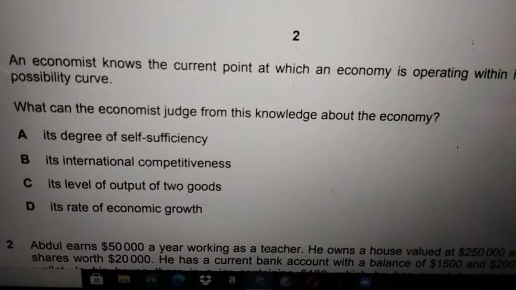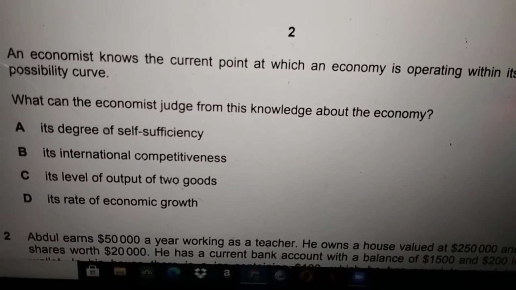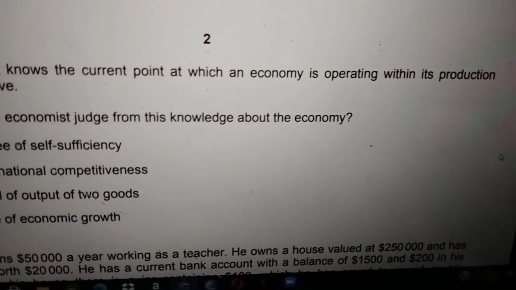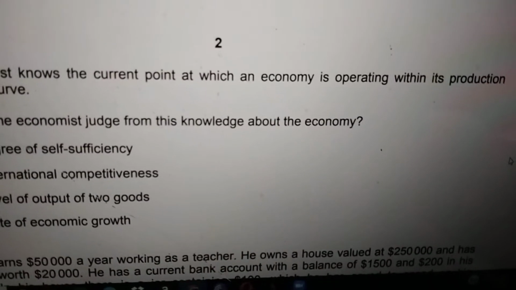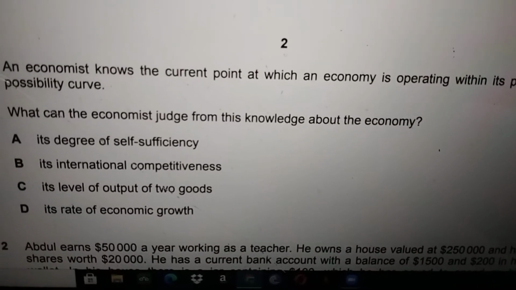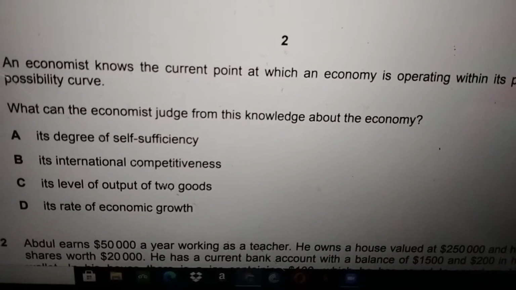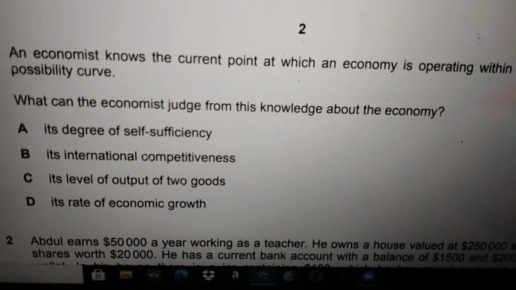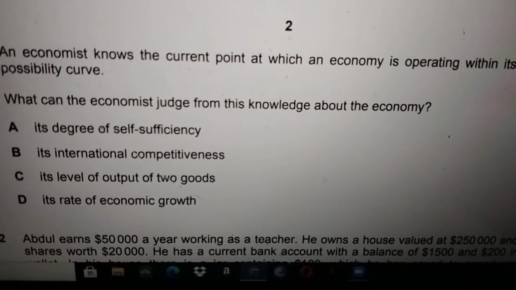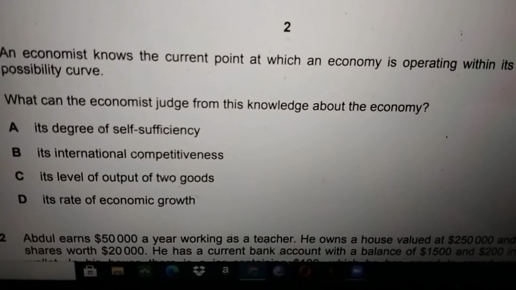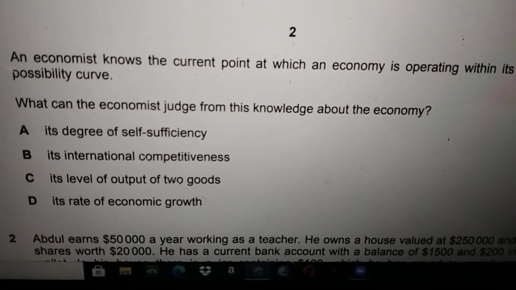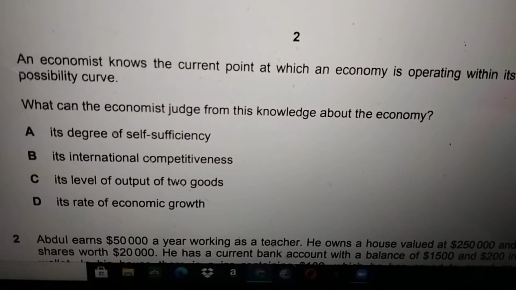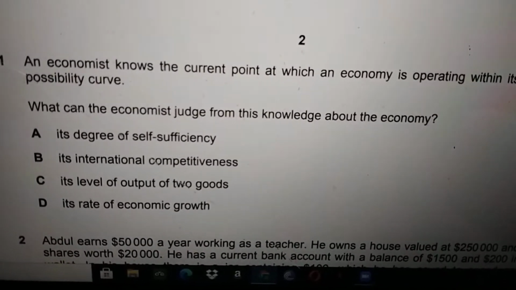The first question says an economist knows the current point at which an economy is operating within its PPC, production possibility curve. What can the economist judge from this knowledge about the economy? The PPC is always giving us an illustration of opportunity cost and the possible combination of the two goods output which can be produced.